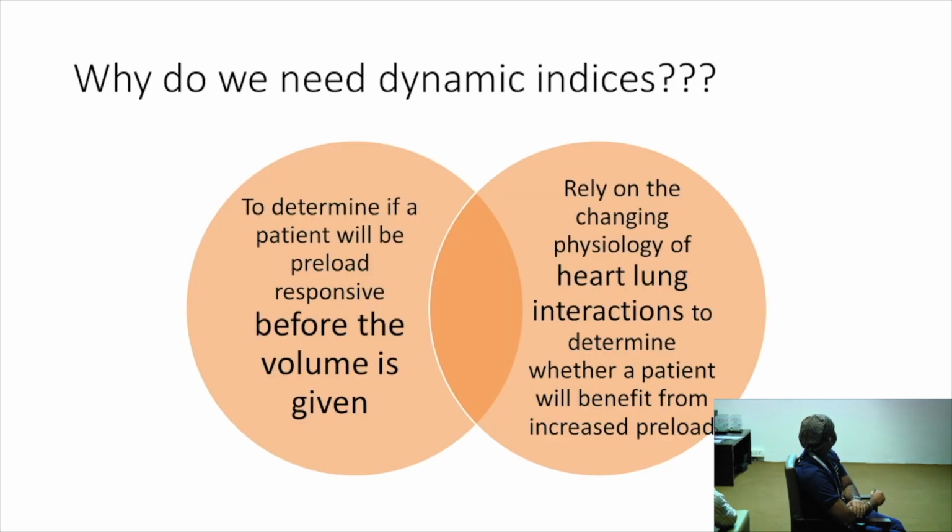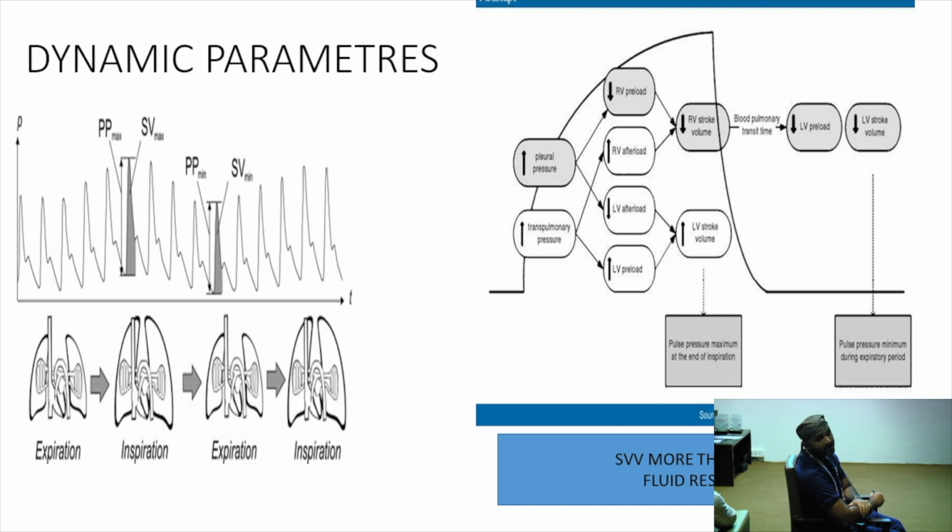So what are the dynamic indices here? There are some tests or some maneuvers where, unlike CVP and pulmonary capillary pressure, before the volume is given, we'll know whether the patient is fluid responsive. Before, we used to use change in CVP. You know the CVP level, give a fluid bolus and check for the rise in CVP. But what you're doing wrong there is you've already given fluid to a patient who doesn't require fluid. Here, you don't have to give the fluid. You can assess whether he is fluid responsive, then you decide on the fluid. Okay. It basically underlies the physiology of heart and lung interaction. So these are the dynamic parameters we use.